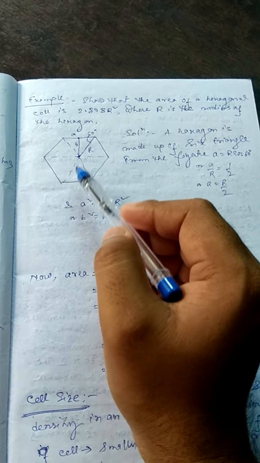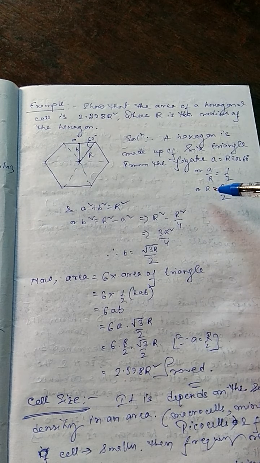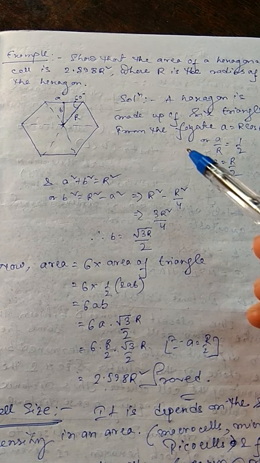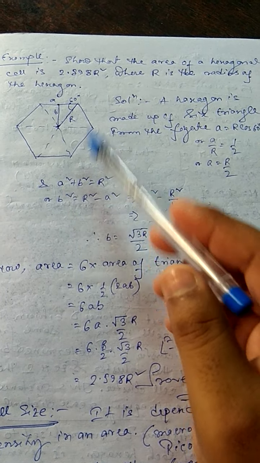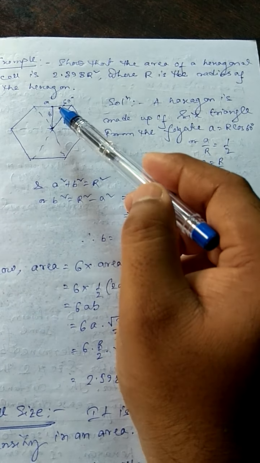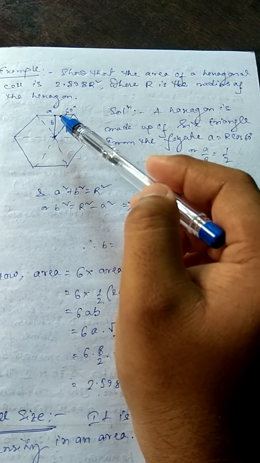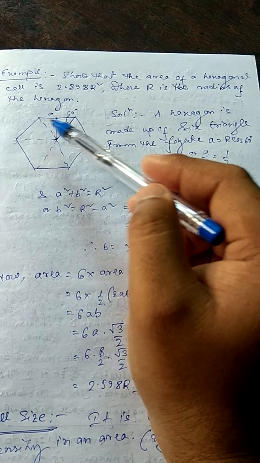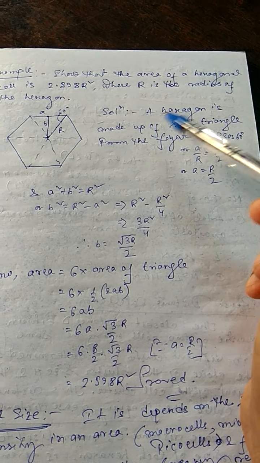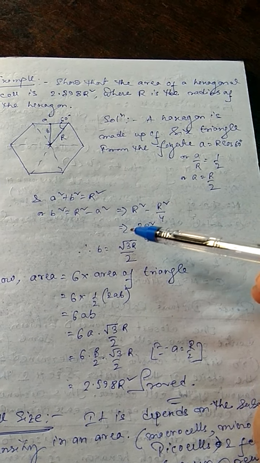Now as per that basic trigonometric formula, a equals r cos 60 degrees. Next, a by r equals 1 by 2, otherwise we say that a equals r by 2. As per that structure, a square plus b square equals r square. Otherwise we say that b square equals r square minus a square.